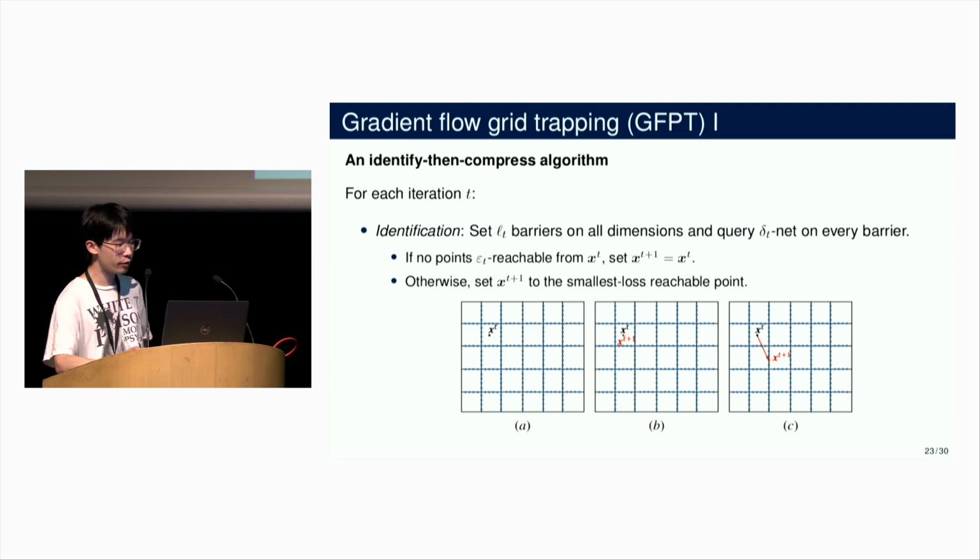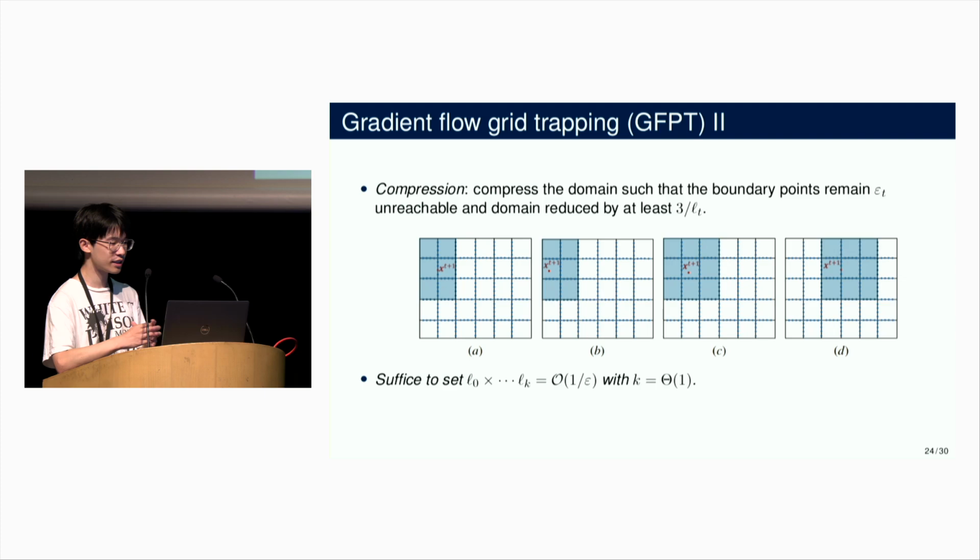And we propose gradient flow trapping like this. In each round, we query a dense enough set of barriers in some region, and then identify the smallest points in this. And we can claim that x_{t+1} is contained in some region whose boundary is unreachable. Then we compress the domain to be small enough, and we can show our algorithm can do this compression in constant rounds.